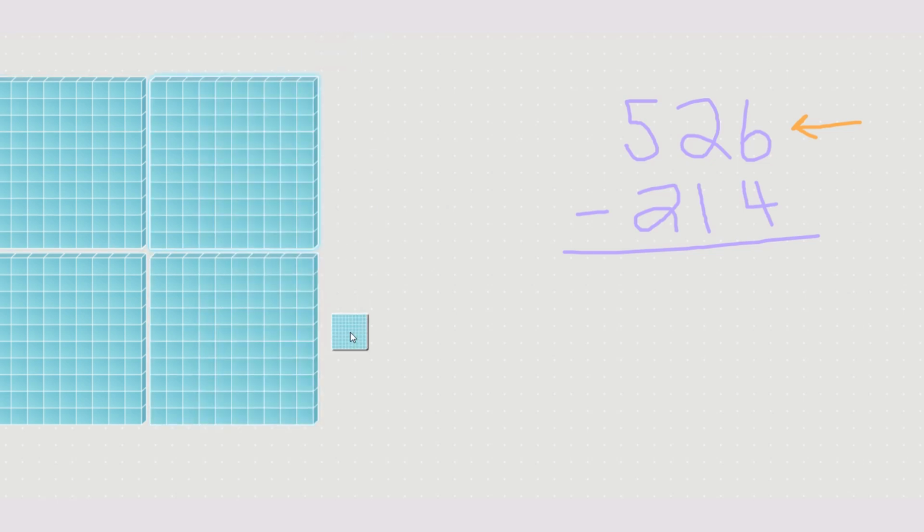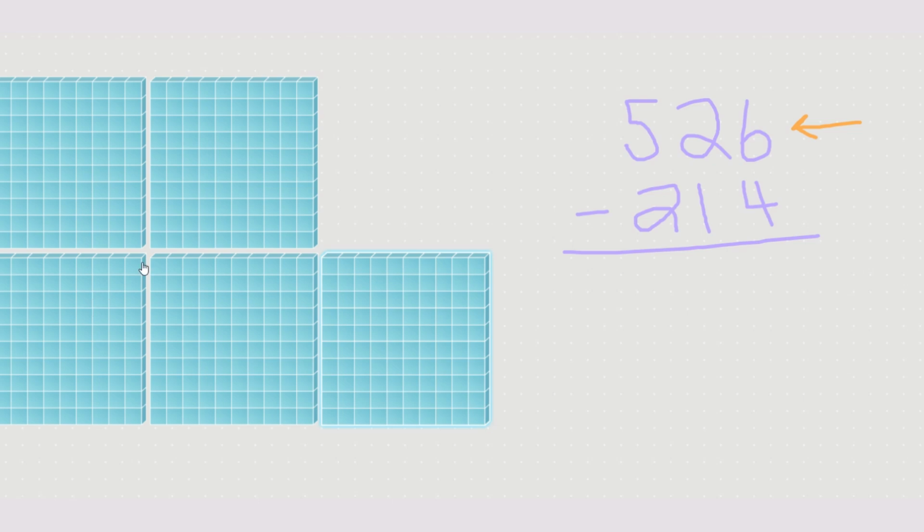4, 5 hundreds: 100, 200, 300, 400, 500. Then 510, 520, and 6 ones: 1, 2, 3, 4, 5, 6. Now I have 5 hundreds, 2 tens, and 6 ones. That equals 526.